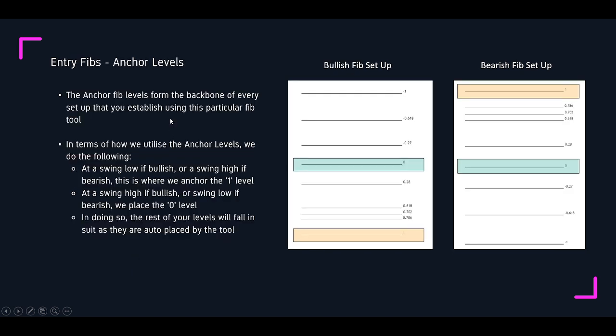So the entry fibs, the anchor levels. The anchor fib levels form the backbone of every setup that you establish using this particular fib tool. In terms of how we utilize them: at a swing low if bullish or a swing high if bearish, this is where we anchor the 1 level. And at a swing high if bullish or a swing low if bearish, we place the 0 level. In doing so, the rest of your levels will fall into suit as they are auto-placed by the tool. So you just worry about 1 and 0, and the rest get auto-populated for you. Simple. You've got a bearish fib setup here, which is the same but inverted, and I just want to make it easy for everyone to see.